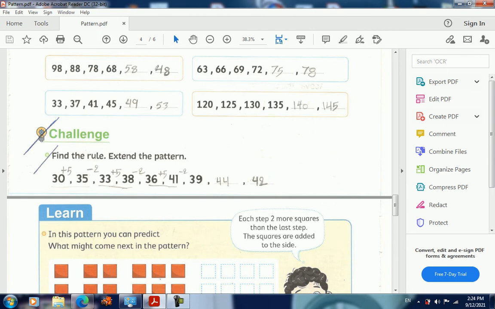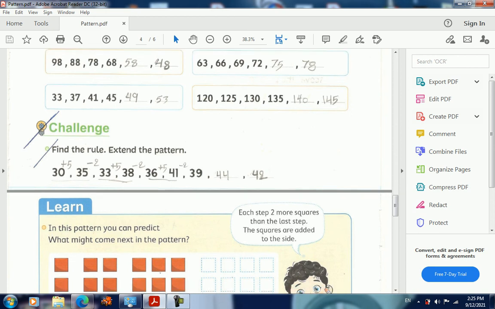To the next one, 98, 88, 78, 68. So we are taking away 10 this time. So 68 minus 10 is 58. 58 minus 10 is 48.